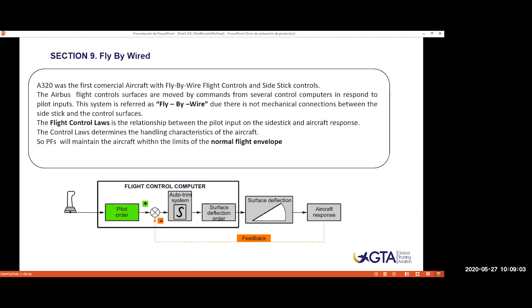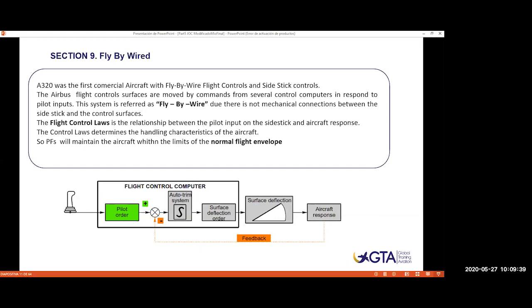In the jet orientation course that we are making this introduction, remember that this is a compulsory step, because you are passing from a propeller aircraft to a jet aircraft. During the first day, you have already seen how the differences are and what the principles of the systems on this aircraft are, and now we are going to see in depth how you can fly this aircraft. So what is fly-by-wire?